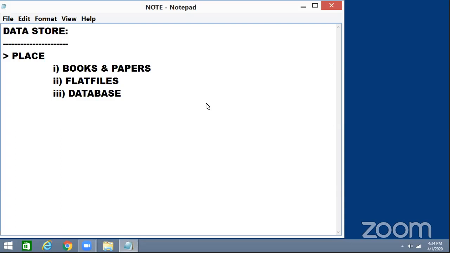Now write down notes. It is a place where we can store data or information. Full stop.